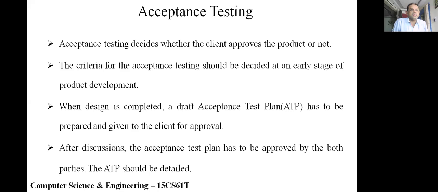Acceptance testing decides whether the client approves the product or not. When the design is ready, we generate a draft acceptance test plan that is prepared and given to the client. If he approves, we go ahead with the development. If he asks for any changes, those changes will be made, and then the development will be started. So when he approves it, we'll be doing the acceptance testing.